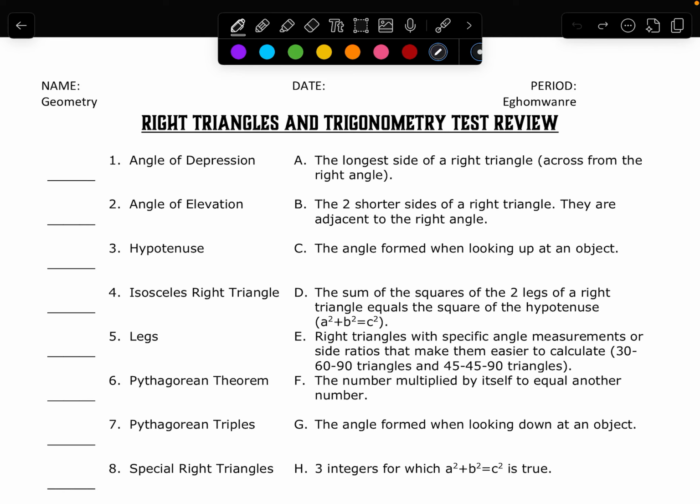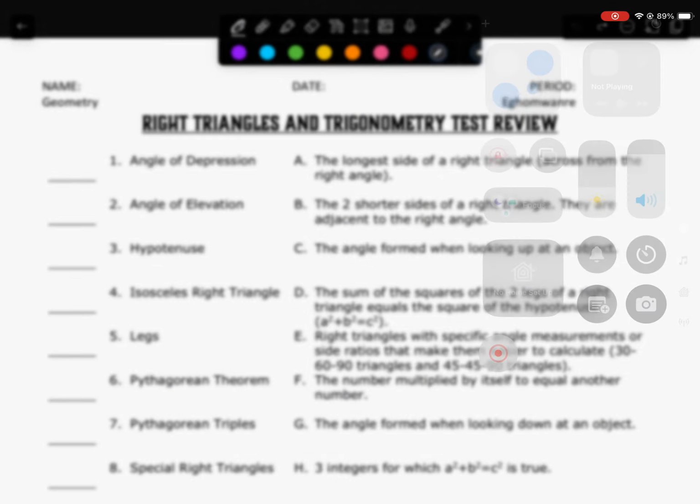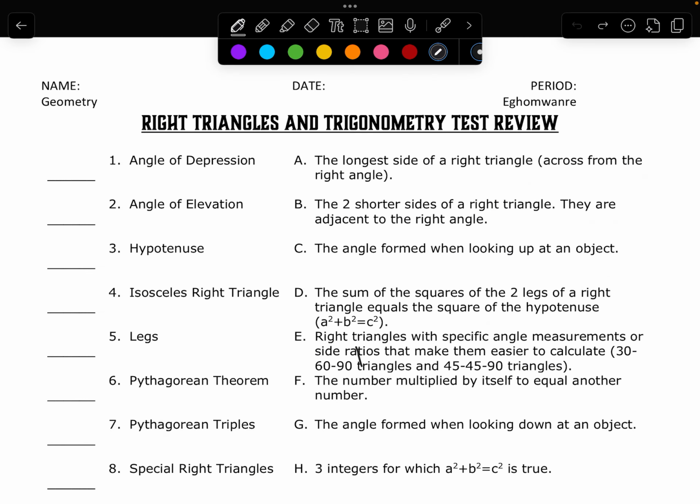All right, here is the test review for right triangles and trigonometry. So let's get started with this vocabulary. I'm going to start with the definitions.